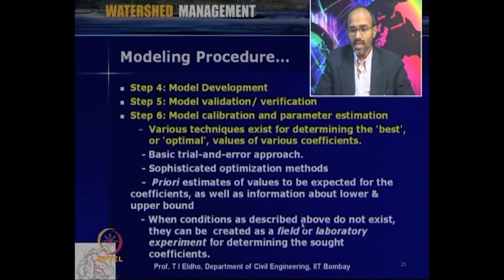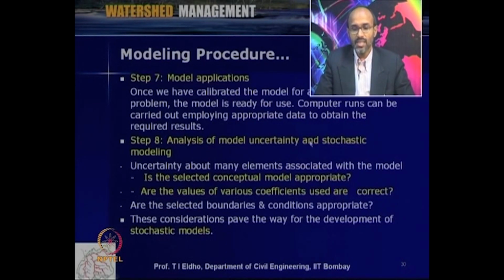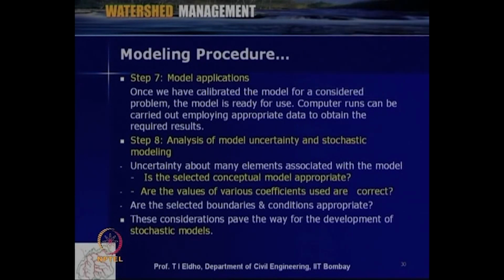When conditions as described above do not exist, they can be created as a field or laboratory experiment for determining the coefficients. So, this is step number 6. Step number 7 includes model applications, so according to our requirements, we can go for model applications. And then in step number 8, we can analyze various model uncertainty and stochastic modeling.